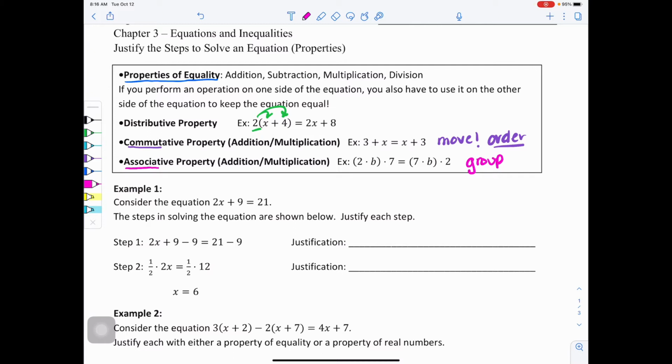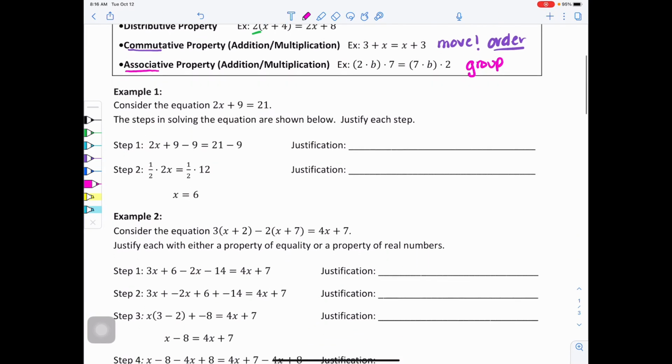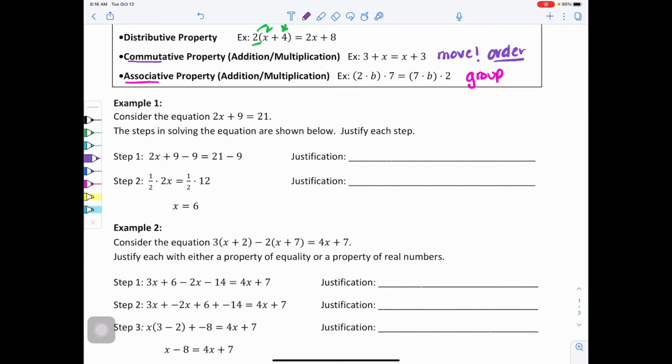So keeping those properties in mind, we are going to look at some solving of equations. They have been solved for us, and it's going to be our job to justify each step in the solving process. So let's start with example 1. We're starting with the equation 2x plus 9 equals 21. The steps in solving the equation are shown below. We're supposed to justify each step, which means explain it using a property.